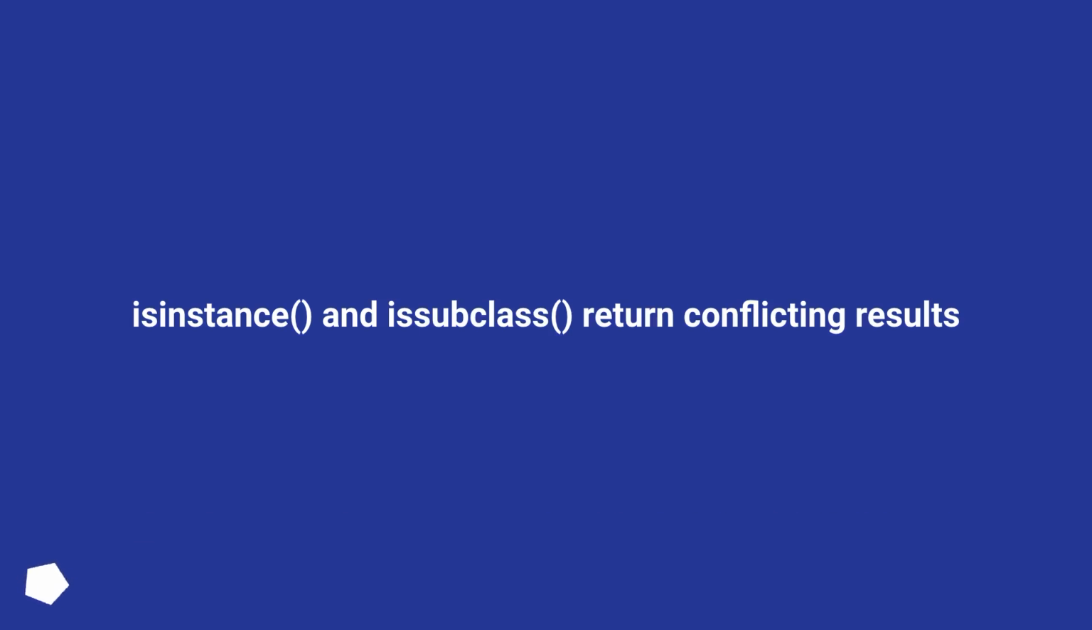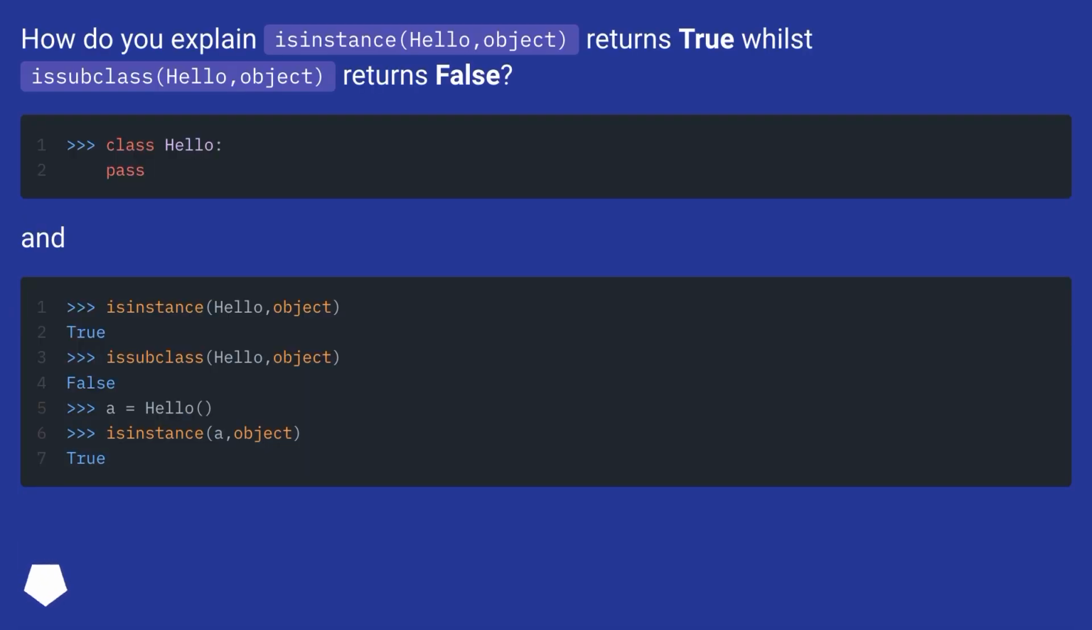isinstance and issubclass return conflicting results. How do you explain isinstance(hello, object) returns True whilst issubclass(hello, object) returns False?